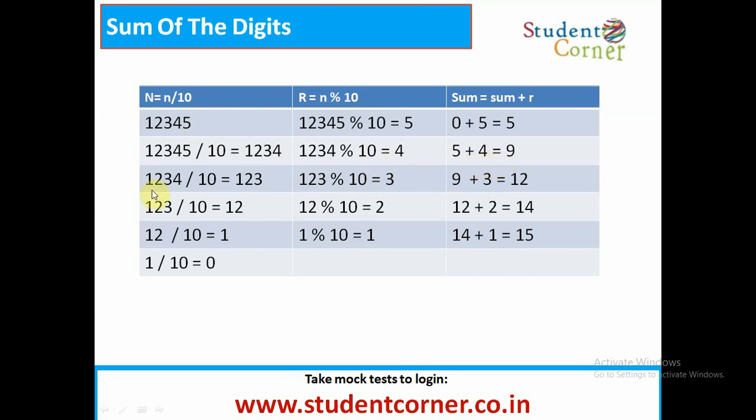Now we will take 1234 divided by 10, we will get 123. 123 modulo 10 will get 3, and 9 plus 3 is equal to 12. Now 123 by 10 is equal to 12, 12 modulo 10 is equal to 2, 12 plus 2 is equal to 14. 12 by 10 is equal to 1, 1 modulo 10 is equal to 1, and 14 plus 1 is equal to 15. Finally 1 by 10 is equal to 0, so the process will stop. When it reaches 0, the process will be stopped.